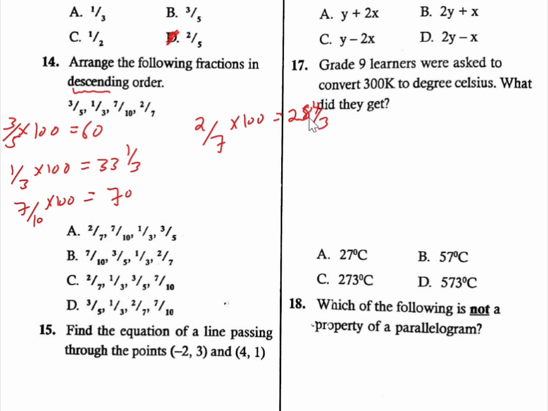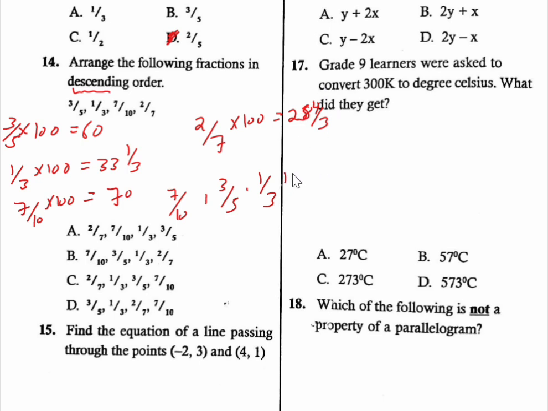I'm going to see which one is the largest. The largest is 70, so it's starting with 7 over 10. Followed by the second one, which is 60, which is 3 over 5. Then the third one is 33, which is 1 over 3, so it is a third. Then finally, the smallest is 2 over 7.